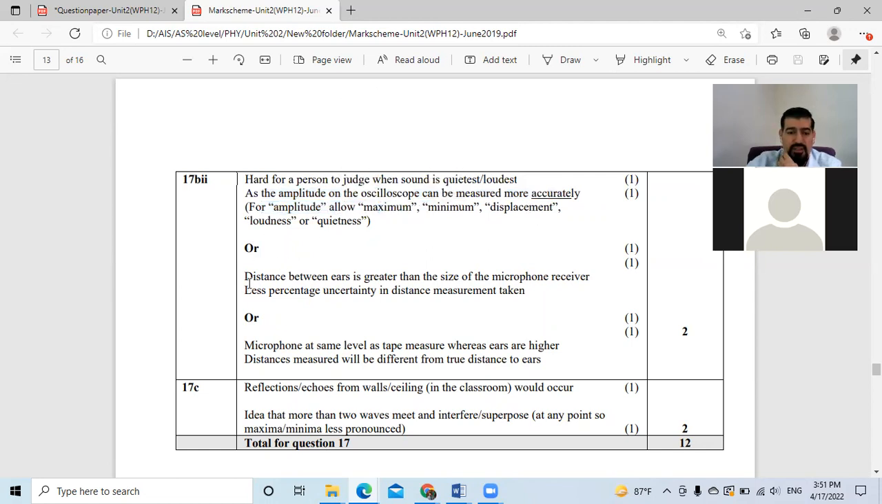That's one suggestion. Another suggestion: the distance between the ears is greater than the size of the microphone, so the percentage uncertainty of the distance measured is larger. The microphone is at the same level as the tape measure, whereas if the ears are higher, the distance measured will be different from the true distance to the ears. I prefer this answer. It's more clear and closer to what students can understand.